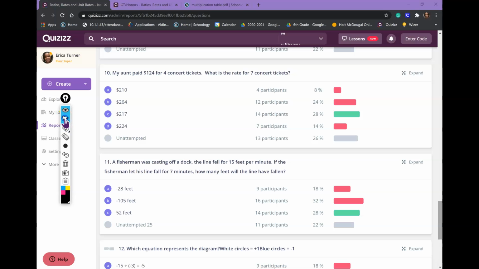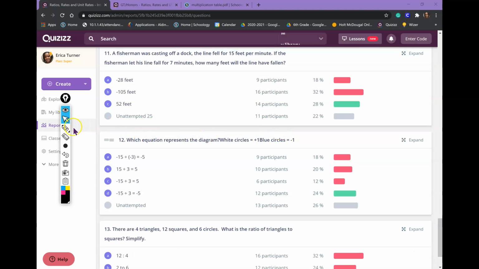Okay, the question about the fisherman. So a fisherman was casting off a dock. The line fell for 15 feet per minute. If the fisherman let his line fall for 7 minutes, how many feet will the line have fallen? Okay, that sounds a little complicated, but it's not. And you also have to think to yourself, since it's a negative number, because it's going down, it's falling, I can automatically cross off answer choice C.